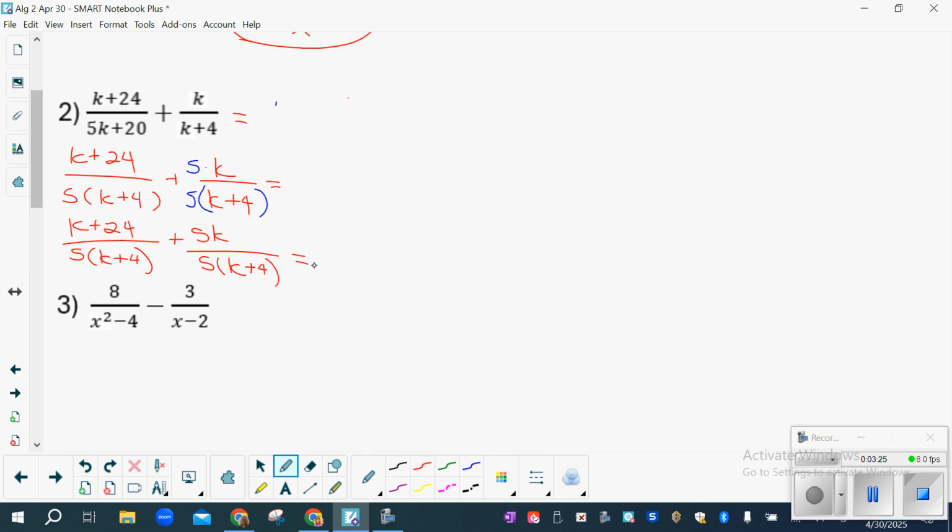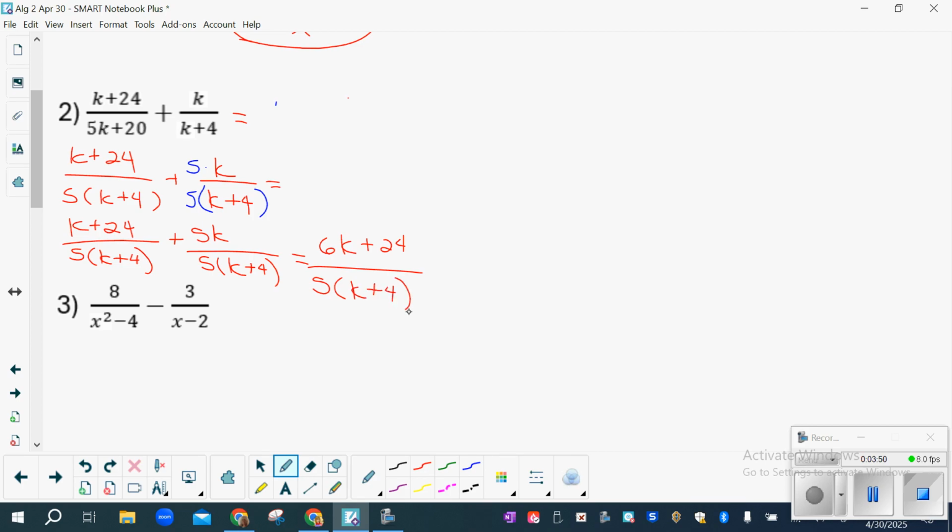Same idea, but now when we add these together, what do we get? What do we get when we add the numerators together? What's 5k plus k? 6k. So it's 6k plus 24 over 5 times k plus 4.